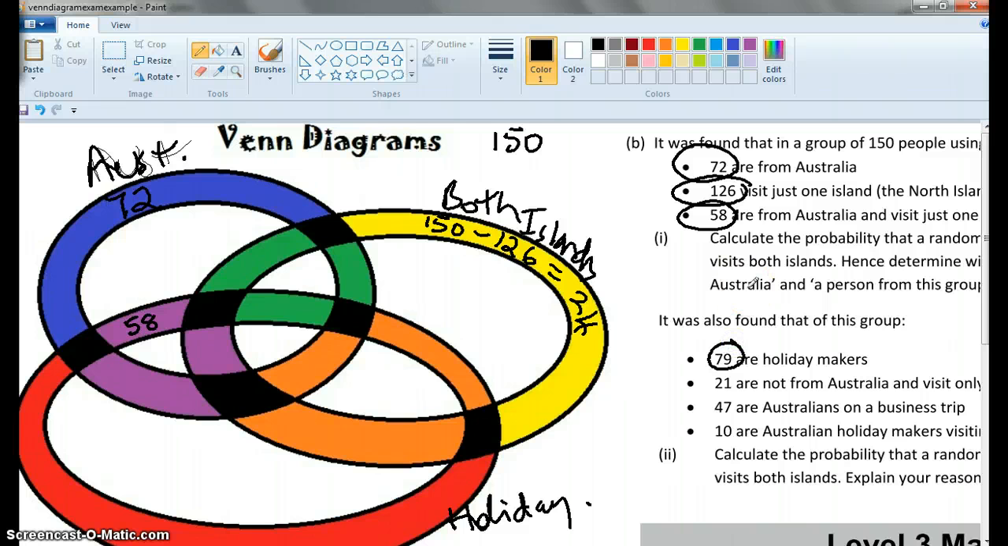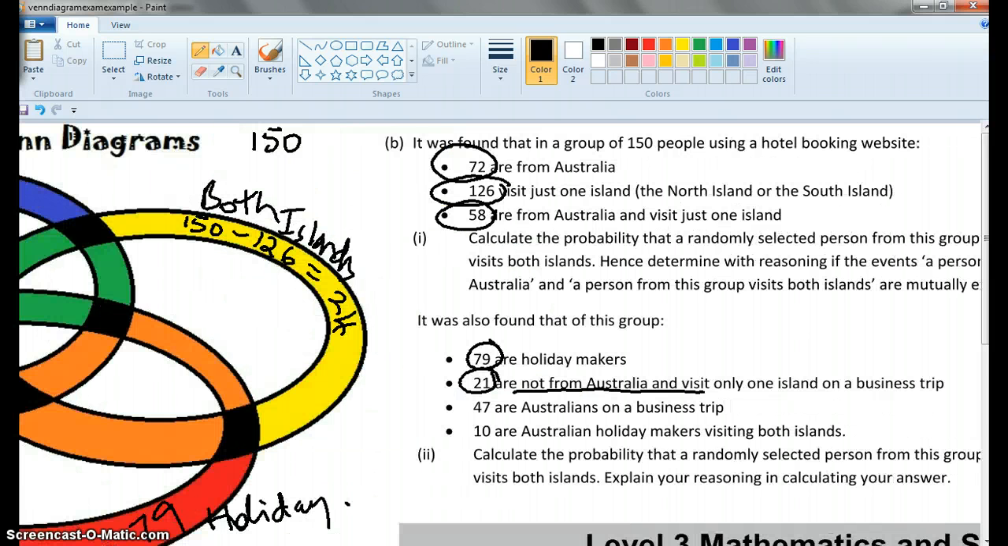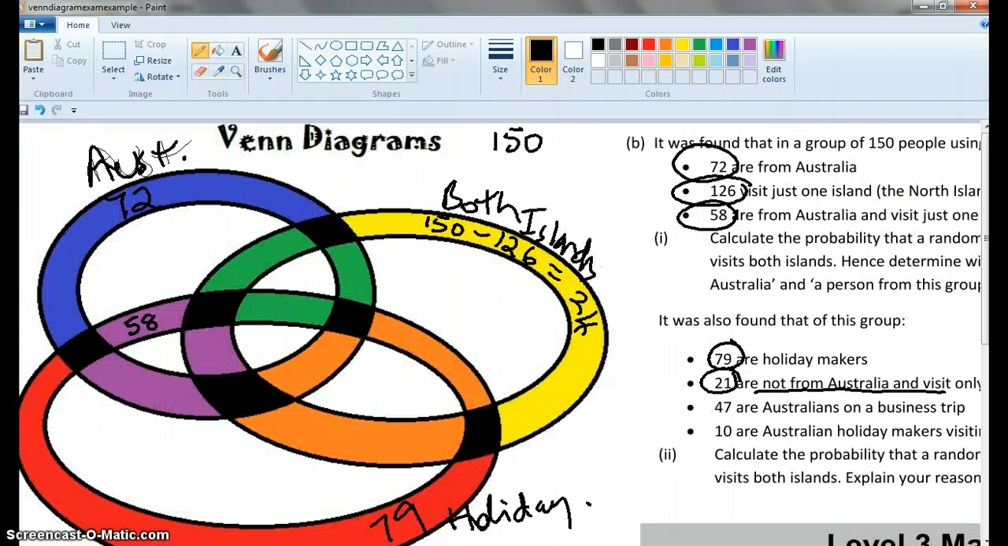79 were holiday makers. So the 79 goes in here. 21 are not from Australia and visit one island on a business trip. So that one actually sits out here, outside. 47 are Australians on a business trip. So 47 is there. Am I right? So they're not on holiday, they are from Australia.